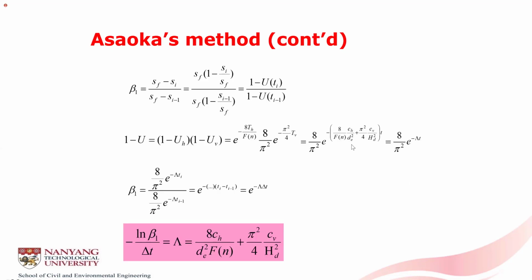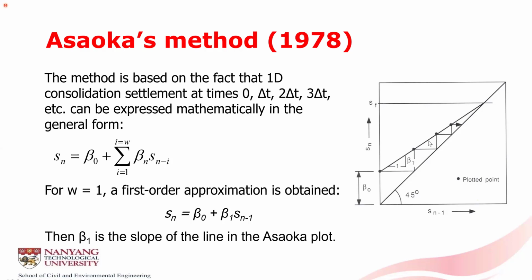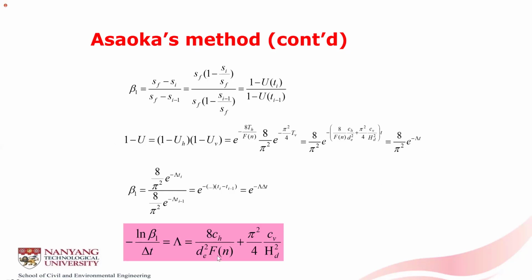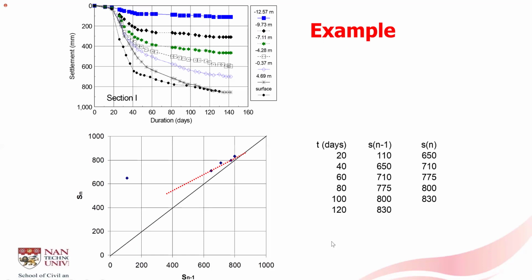And using Asaoka's method, the slope which we have obtained from this plot, in other words, the beta 1, we will also be able to calculate, or I should say back calculate, the coefficient of consolidation, either CH or CV. However, we will have to know at least one of the two values. Either we know CV, we back calculate CH, or the other way around. I'll just give you an example.